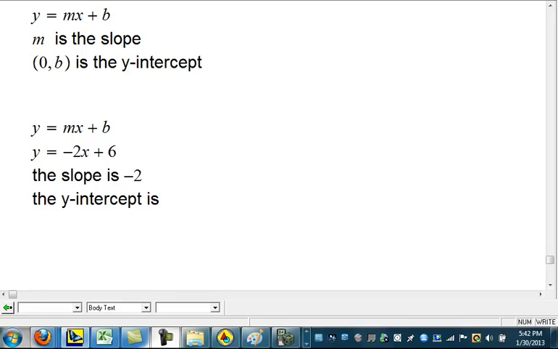The y-intercept is, who is the y-intercept? (0, b) is the y-intercept, right? Am I clear? So it's 0 and then what? 6, right? Everybody clear? Okay.